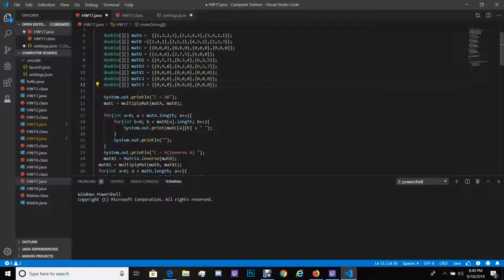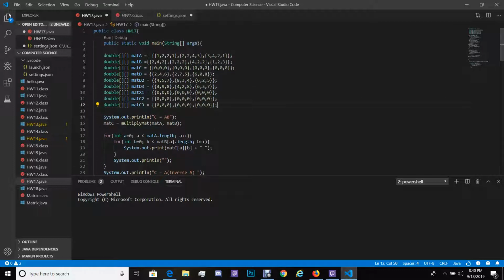So this first one essentially multiplies a 3 by 4 and a 4 by 3.